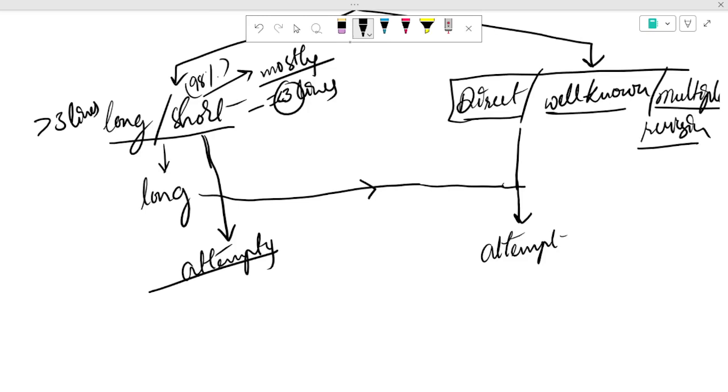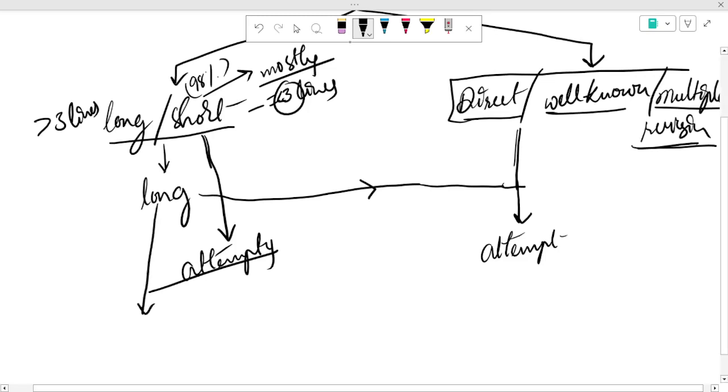Now, if it is a long question but it is not well known, or not a direct question, or not at all seen by you, then what will you do? Simply go to the next question. Don't attempt that MCQ. Why?